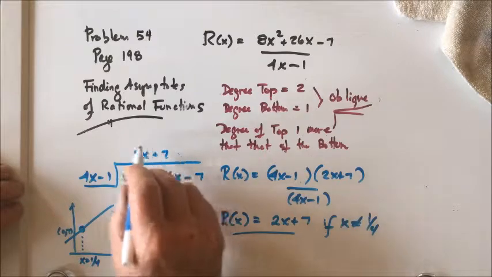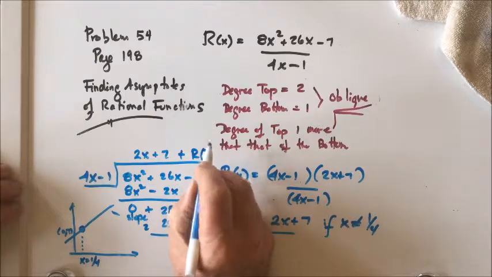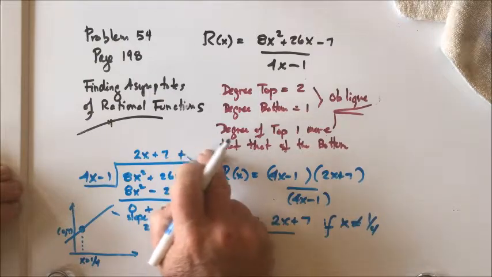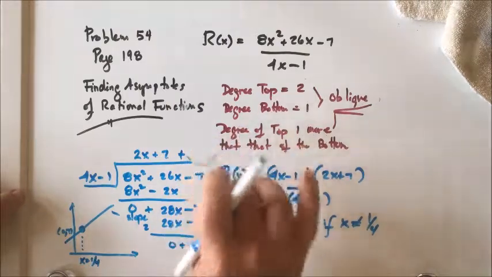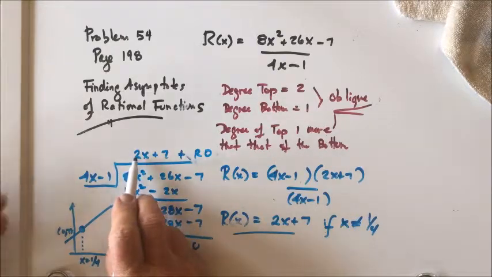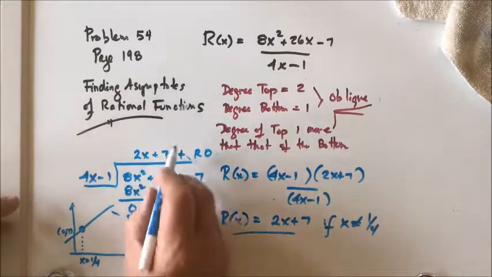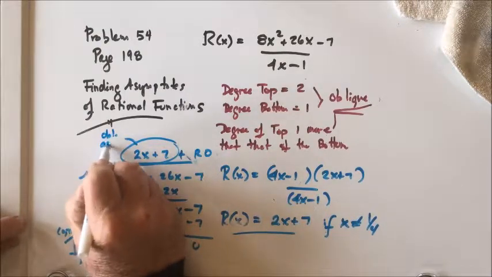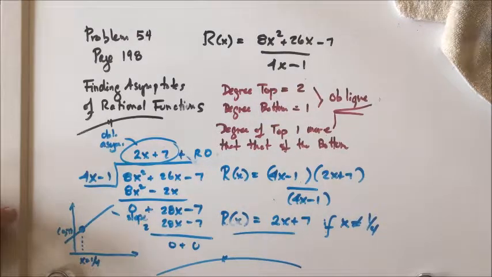What you'll find is when you do the division, you'll get, I want to write plus R0 there, so that you can read it. When you do this division, you'll get ax plus b plus a remainder. In this case, the remainder is 0. But the oblique asymptote is this term right here. All right, on to the next problem.